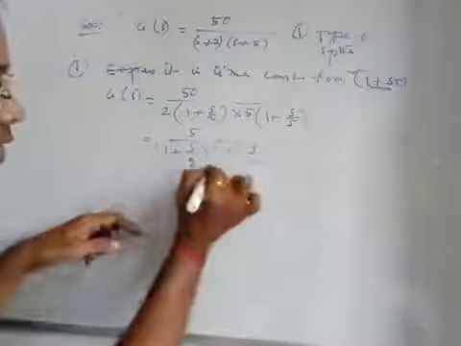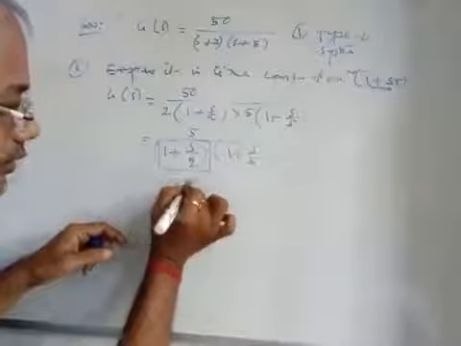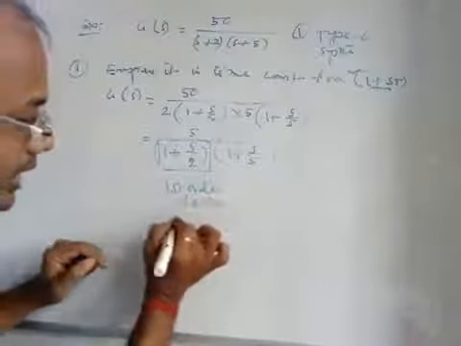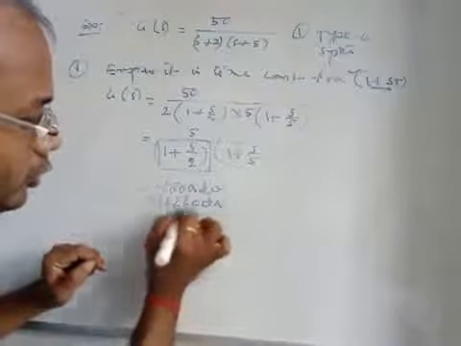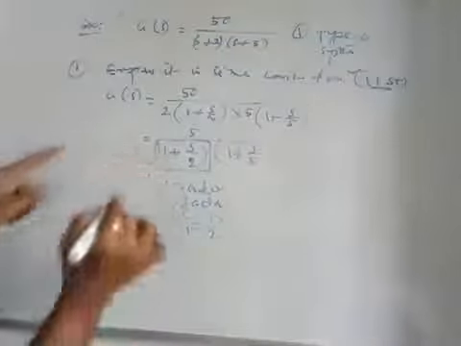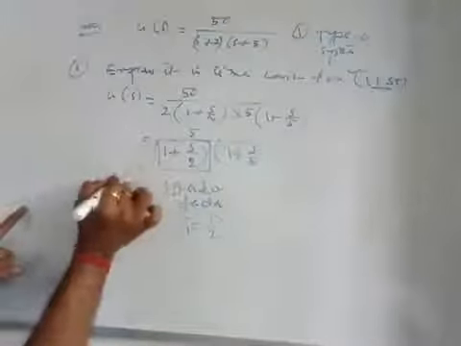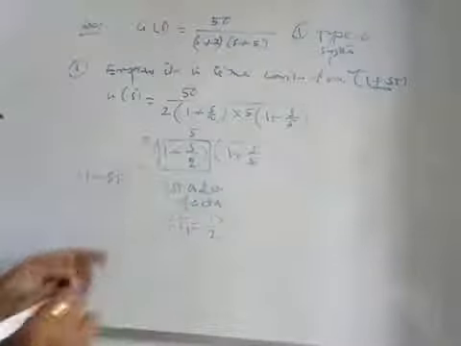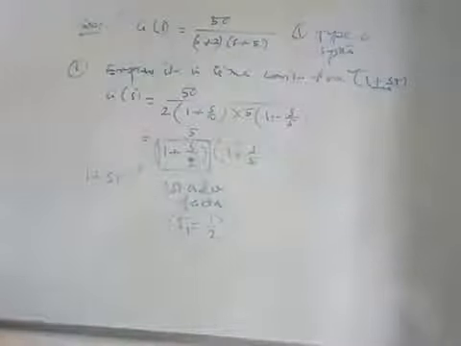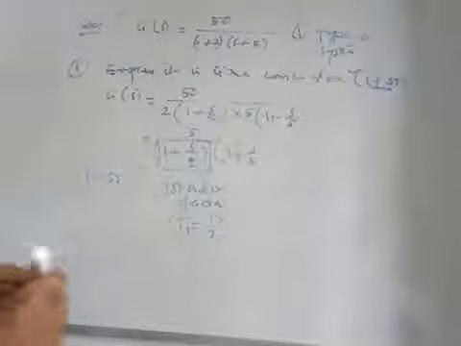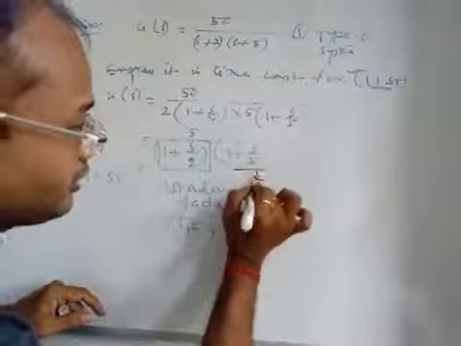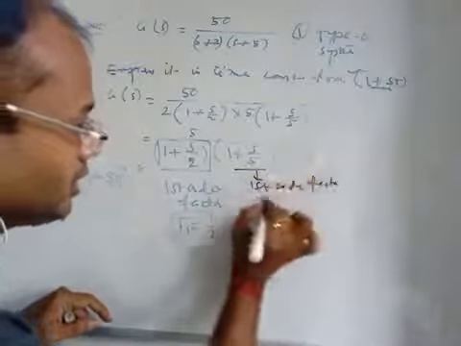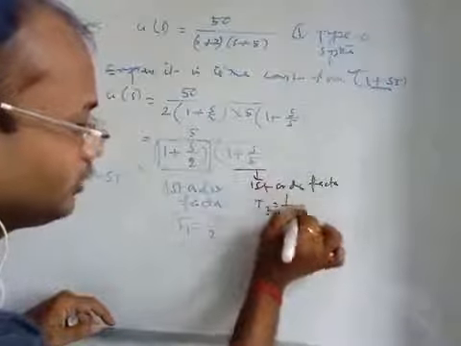So this is one first order factor, where the time constant is equal to 1 by 2. If you compare this with the 1 plus sT form, what is the value of T? 1 by 2, right? So this is the time constant form. And similarly, this is also a first order factor with time constant T2 equal to 1 by 5.